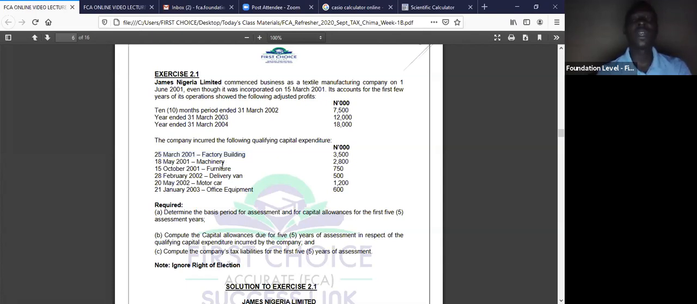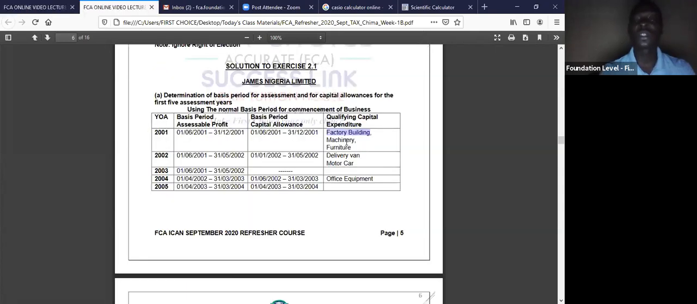The same thing applies to machinery. This is in May, but the business started in June, so it is deemed to be bought in June. But this one is October 2001. Yes, the business has already started, so it is deemed to be bought in October, not in June, because the business has already started. And you see, this furniture is still within the basis period for capital allowance, so it is put there.